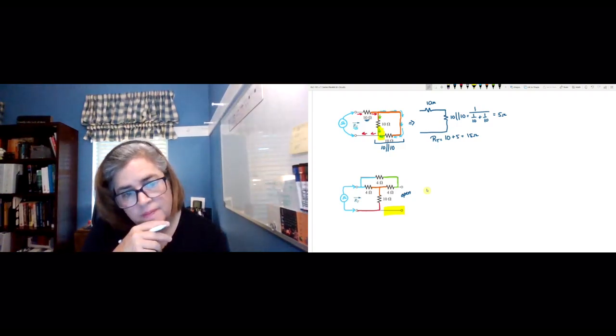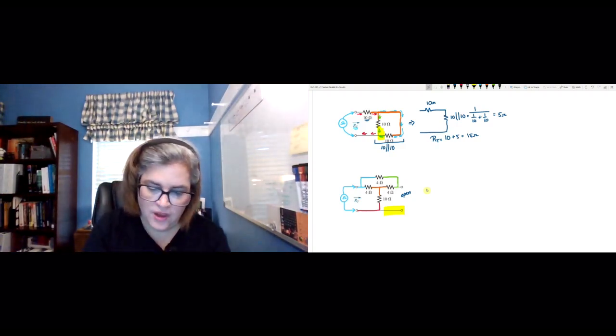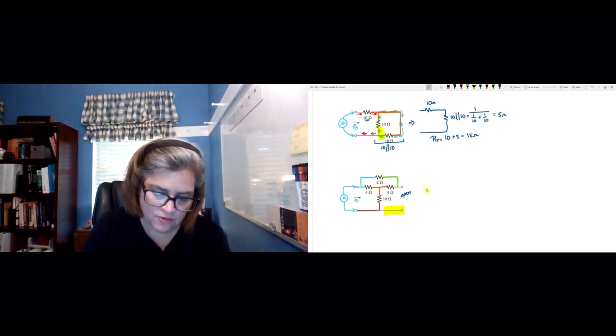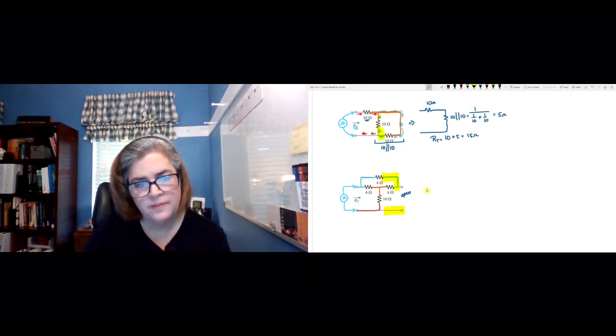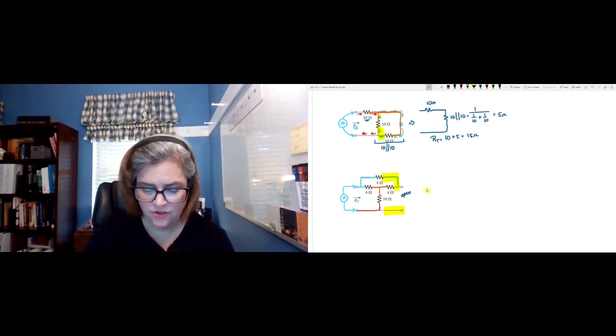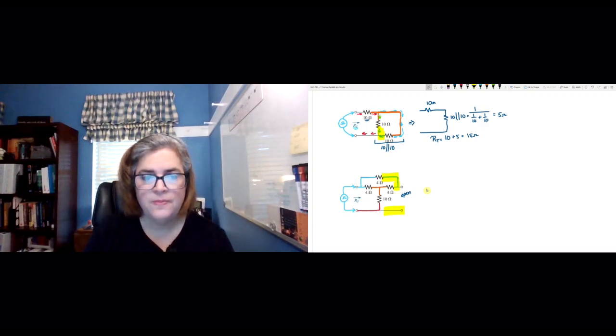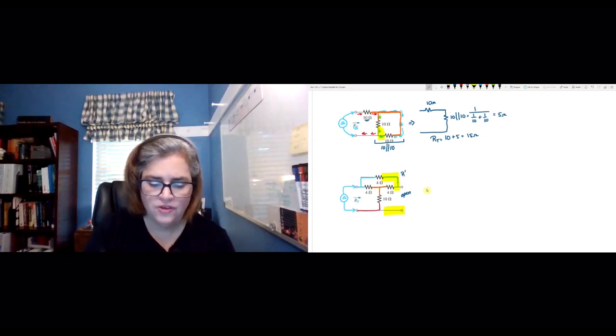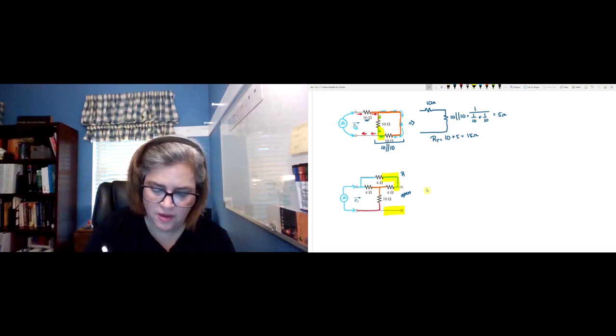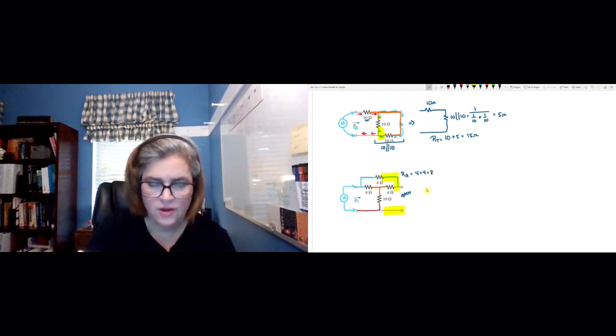Well, right here, notice that our 4 ohm and our other 4 ohm have that one connection between them. There's no other path for current to take between them, and they're not in parallel. So actually those two 4 ohm resistors are in series. Okay, so I would say, and I'm going to call this R prime, or actually let's call it RA. I think I like RA better. RA would be 4 plus 4, or 8 ohms.